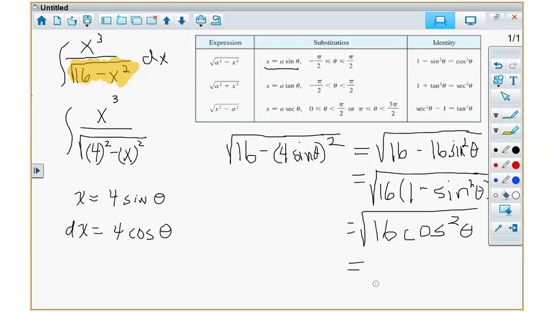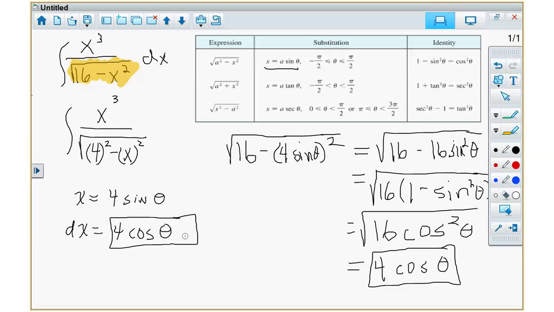Equals 4 cosine theta. Like I told you, I have the notes right here. Do I follow them? Hell to the no. I got them right there. Do I follow them? No. All right, so this is equal to this. So do we have all of our things to plug in? Don't forget to do theta. Right here. And here.